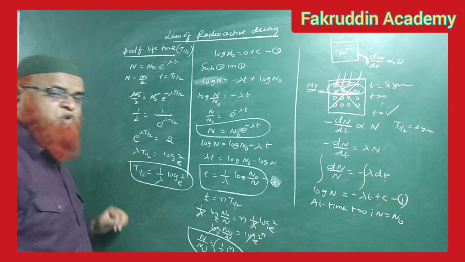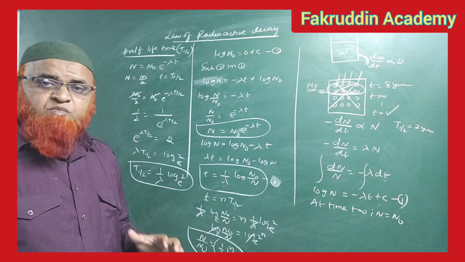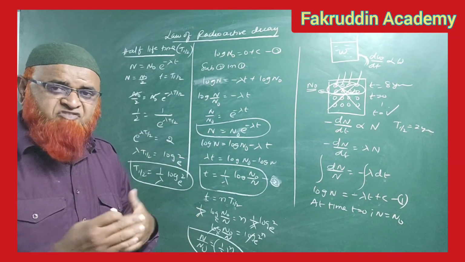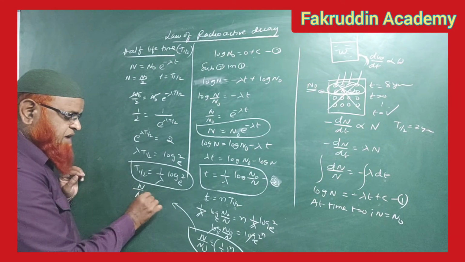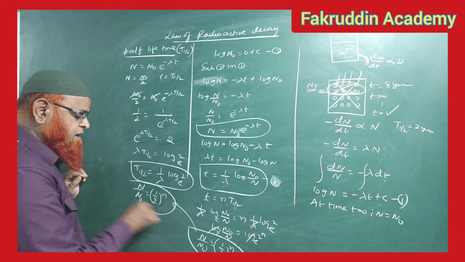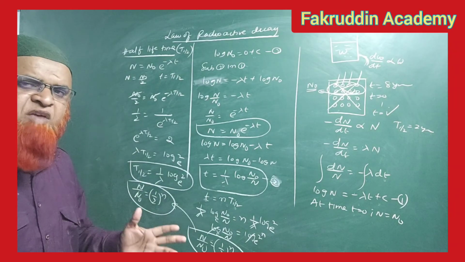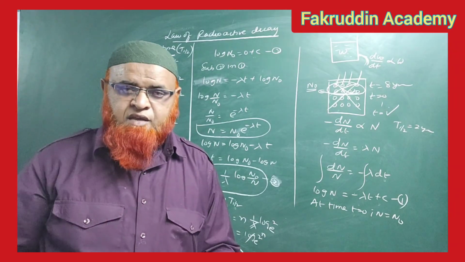This is an important relation for solving problems on half-life time or half-life period, whatever it may be. So finally we get this equation, which I am writing here: n by n naught is equal to 1 by 2 whole power n. Based on this we are going to do many previous year problems later. Thank you very much.